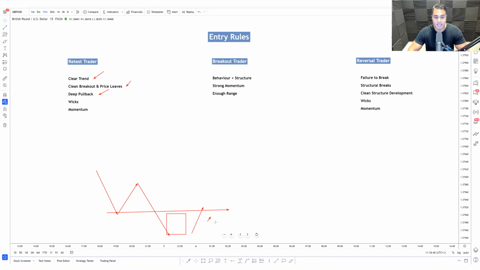Do not take trades here. Do not take trades here. Let the market pull back deep into that level to look for those trades.